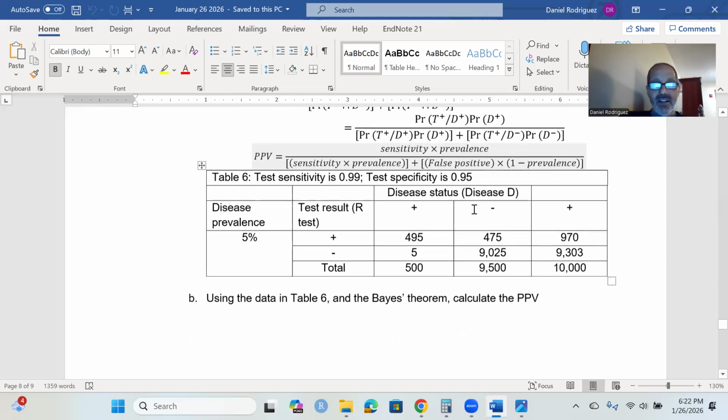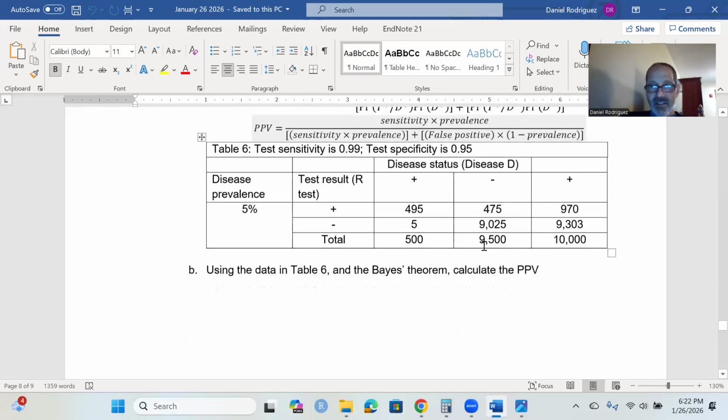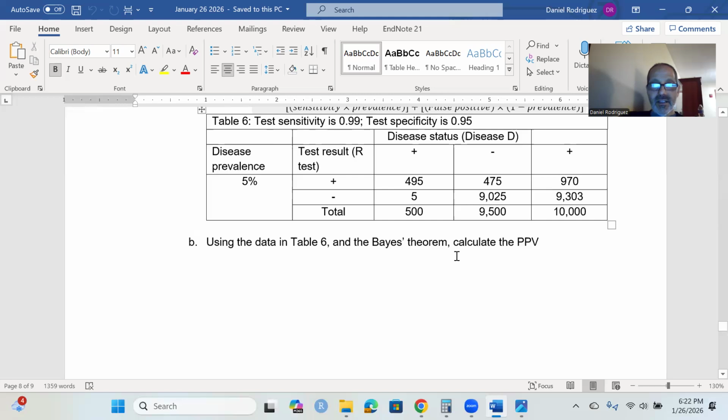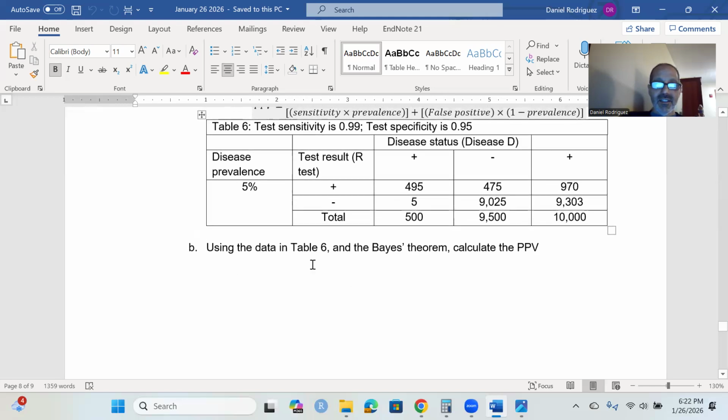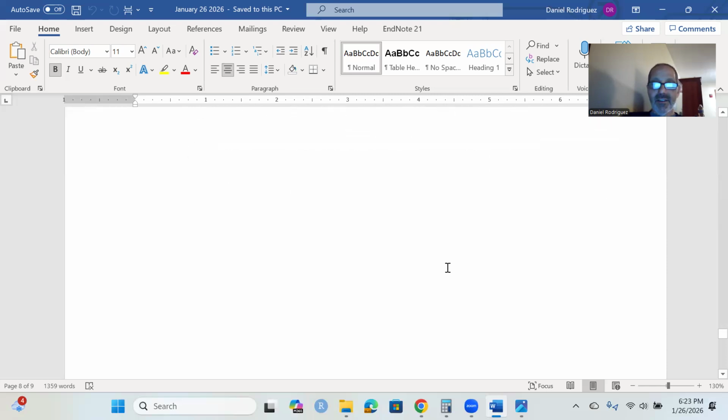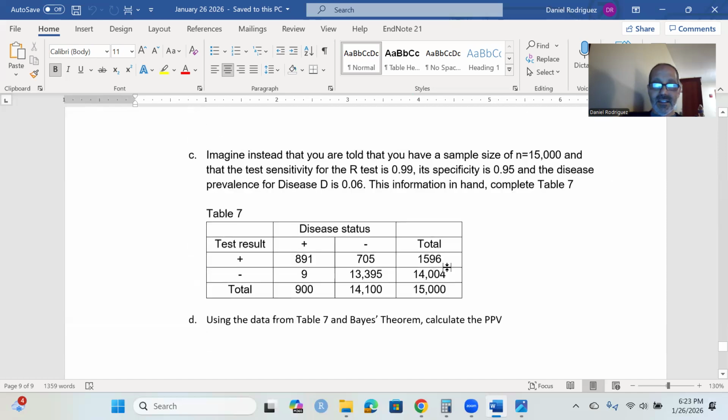We can also calculate PPV directly from a table if we wanted to. It's really important that you know how to do both and that you pay attention to which one you're asked to do. So it says here, using the data in table 6 and Bayes' theorem, calculate PPV. Let's see how that's done.